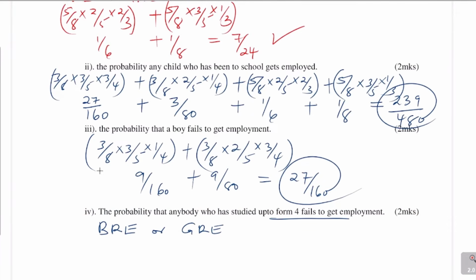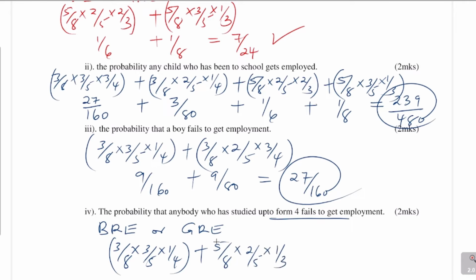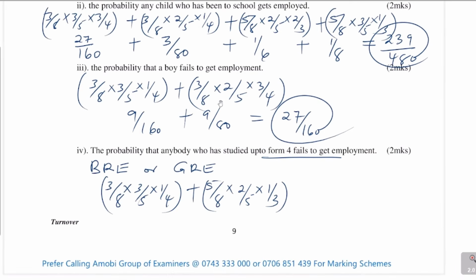So 3/8 times 3/5 times 1/4, or 5/8 times 2/5 times 1/3, like that. And simplifying these, 3/8 times 3/5 times 1/4 gives 9/160. Then 5/8 times 2/5 times 1/3 gives 1/12. And this one gives 67/480. So that is how you're supposed to solve that question.